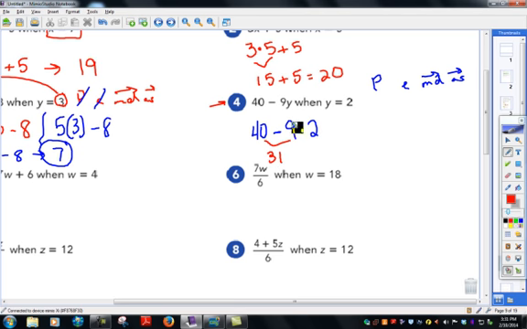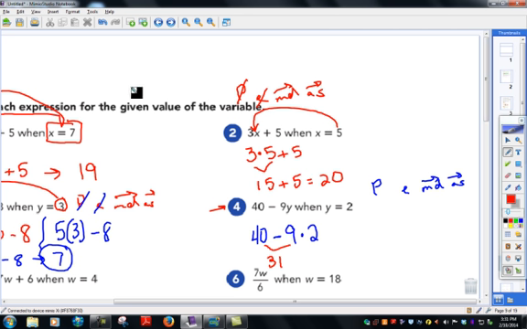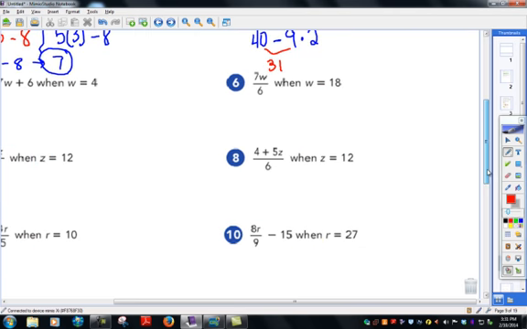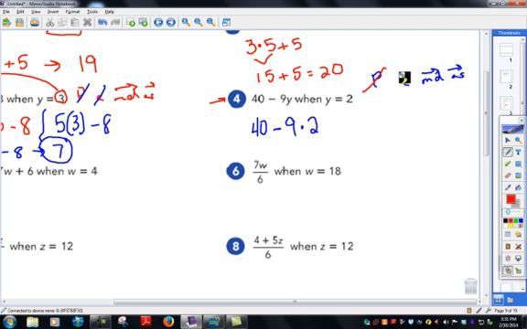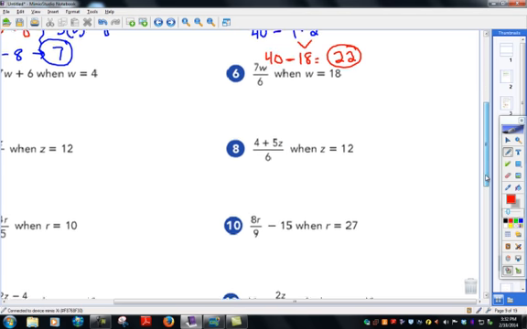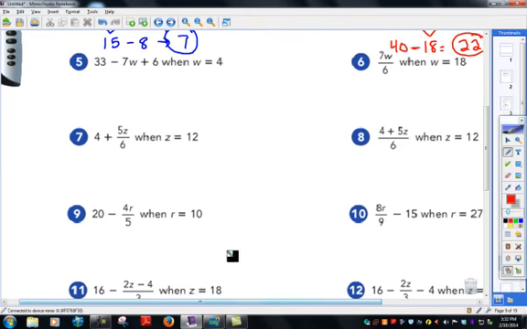I'm just showing you this is why the learning target doesn't just say evaluate algebraic expressions. I guess it's on the previous page, but it says evaluate algebraic expressions using the order of operations. You can never do subtraction before multiplication. So you must go in order. So I must do this first. That's 9 times 2 is 18. 40 minus 18 equals 22. Hopefully you got those right. If you didn't, please make sure you understand it.